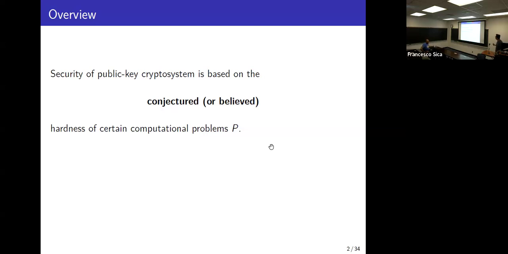It's a rigorous proof, and essentially the security of a public key crypto system is based on some conjectured or believed hardness of a certain computational problem P. I emphasize that this is conjectured or believed, because so far all the mathematical assumptions used in cryptography as the underlying security for crypto systems are only conjectured. They have not been shown to be NP-hard or NP-complete.